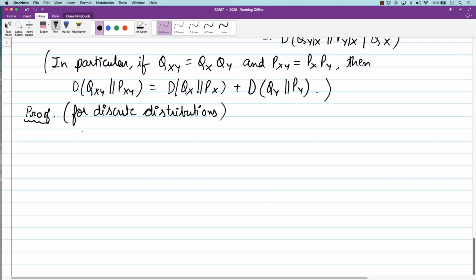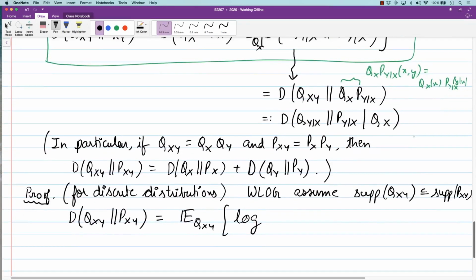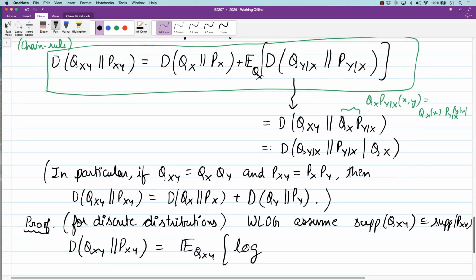So for discrete distributions, the proof is very simple. This divergence here, qxy pxy, is equal to the expected value with respect to qxy when the support is contained. Otherwise, they're both infinite. So I can assume, without loss of generality, that the support of qxy is contained in the support of pxy. Because if this is not true, then both sides here will become infinity. You can check that.